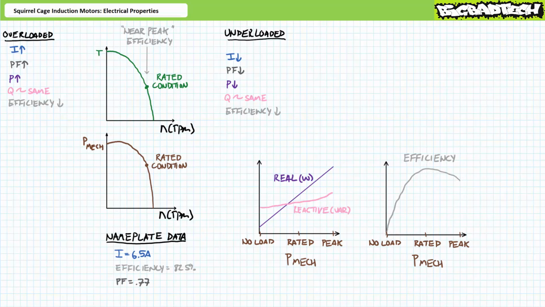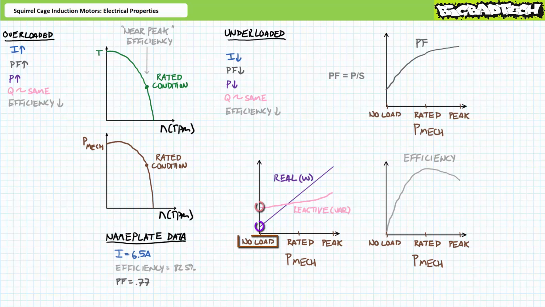As long as we're drawing a bunch of graphs, what about power factor? Power factor is the portion of apparent power being directed towards real power. At the no-load condition, a majority of apparent power is being directed towards reactive power, and only a small amount is directed towards real power. This corresponds to a low power factor figure.